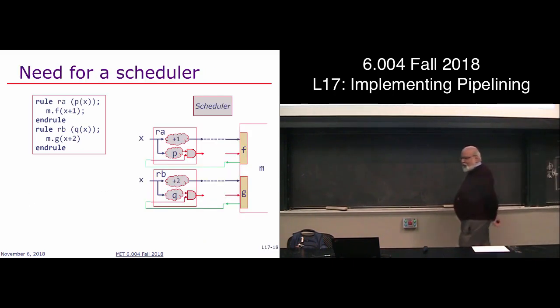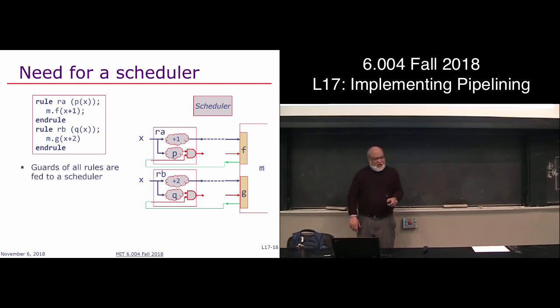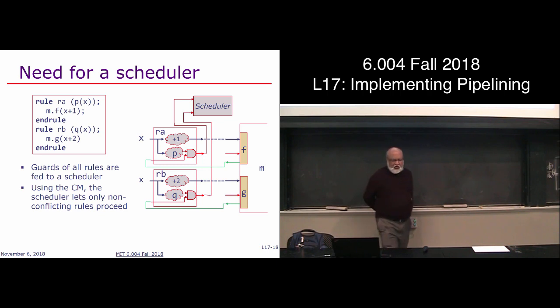Okay, since we don't have time, let me just quickly give you the answer. So we need a scheduler. Everything remains the same. It's just that the guards of all the rules are fed to the scheduler. So you take these things and feed them to the scheduler. And then using the conflict matrix, the scheduler lets only non-conflicting rules proceed. So it will produce two wires that are connected like this.